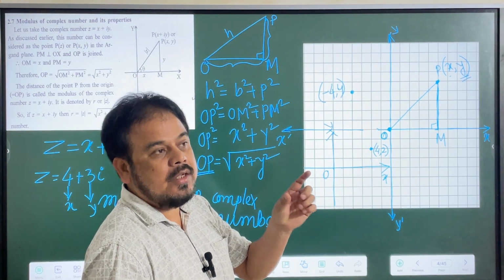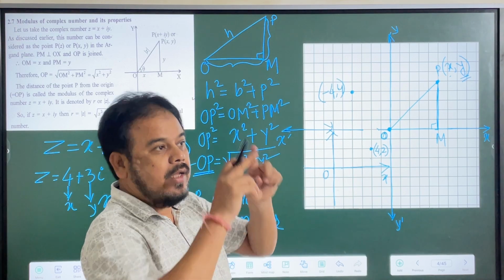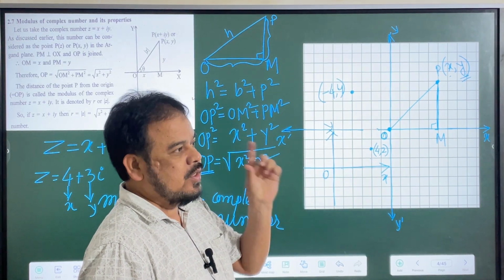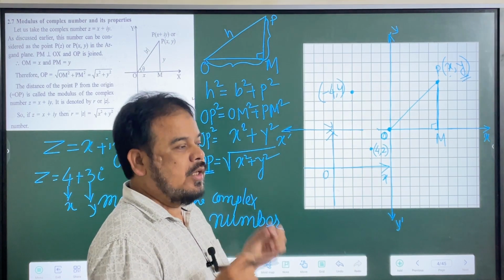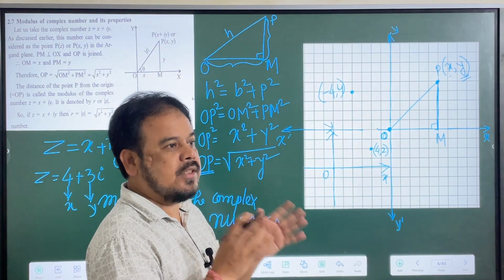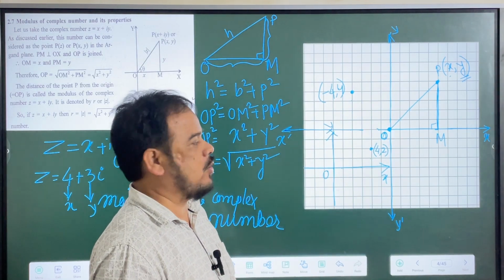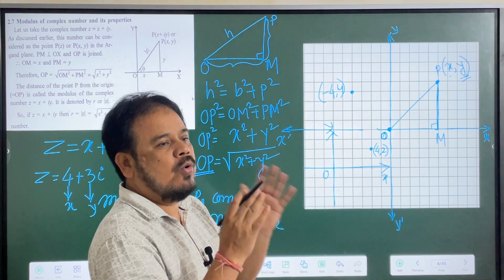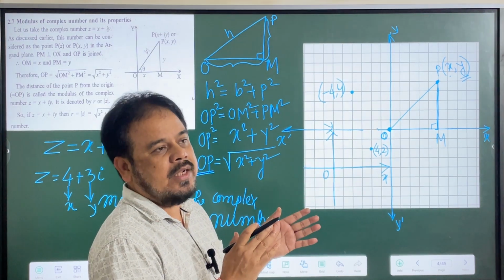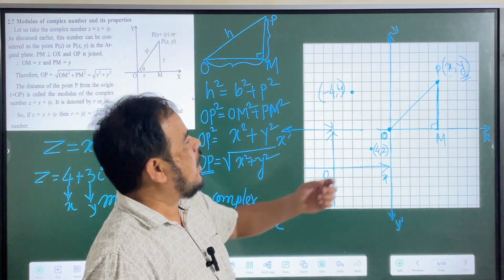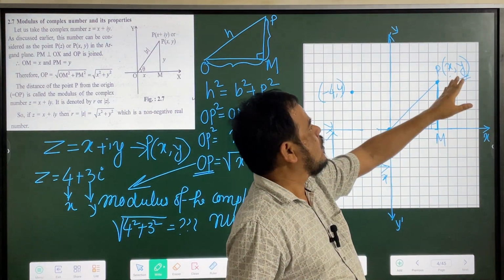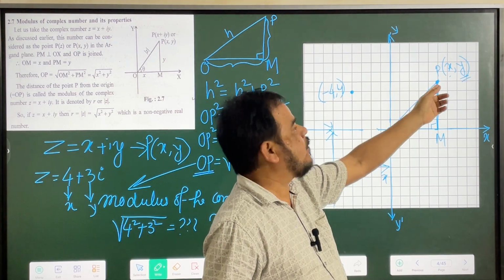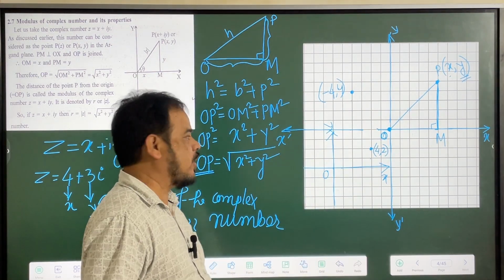The point means what? A coordinate will be there. In a coordinate, the first number is for x and the second number is for y, because in a complex number we always get x and y. Maybe 0, maybe 1, that doesn't matter, but it is x plus iy. In 4 plus 3i, the first is for x, and 3 is for y. So the point is (4, 3). Both are positive, so we have taken it in the first quadrant. If it were negative, we could have taken it in a different quadrant.